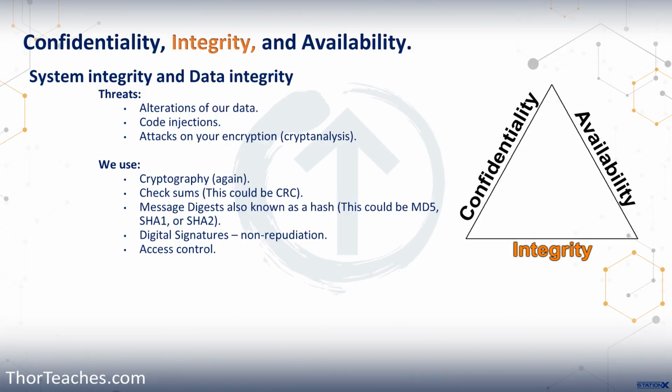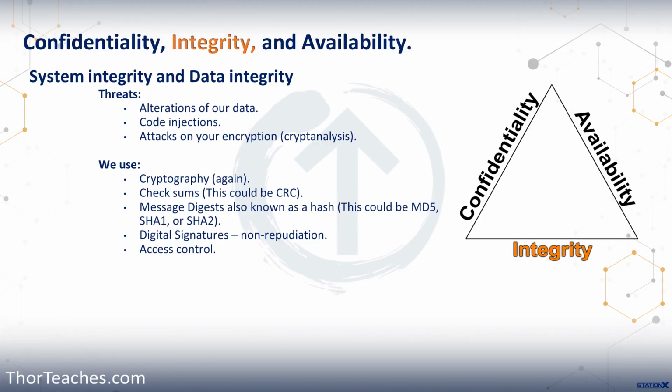The threats against integrity are very similar to the ones we had against confidentiality. Here, of course, since it's integrity, they're changing our data. And that could happen through code injections or attacks on our cryptography. And some of the things that we would use to prevent this are also similar to our confidentiality. We can use cryptography. We could use checksums or message digests or hashes.